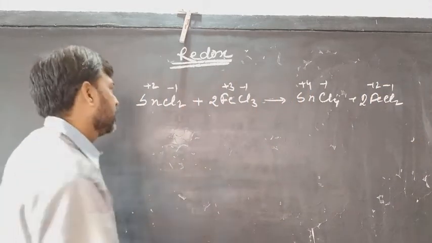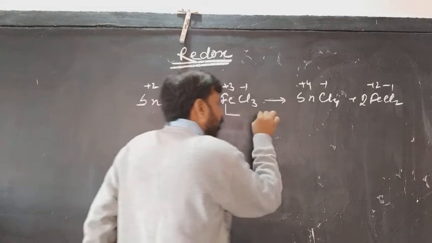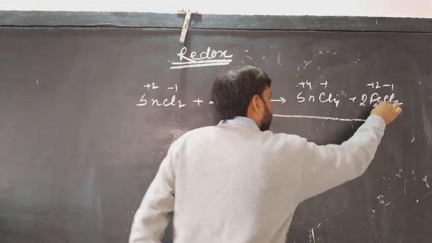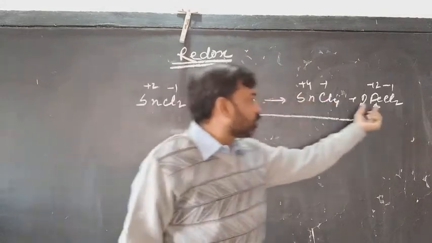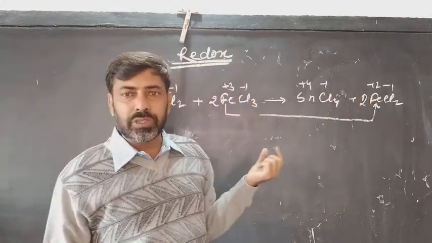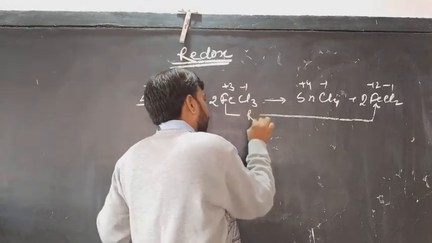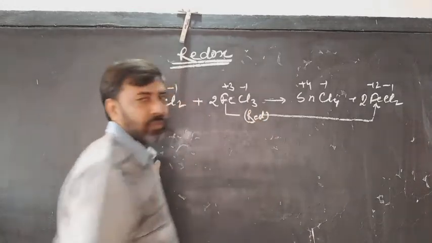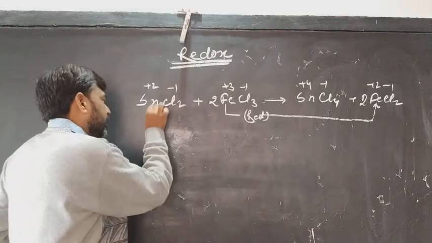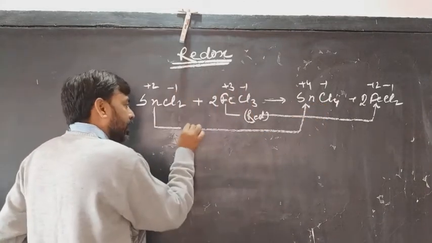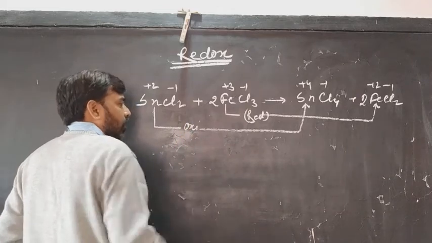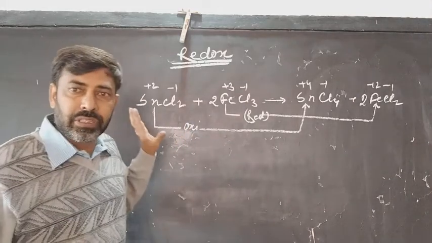Now see, iron is moving from +3 to +2. क्या हो रहा है? इंक्रीज इन ऑक्सीडेशन या डिक्रीज? +3 से +2 में जा रहा है, यानी डिक्रीज इन ऑक्सीडेशन नंबर हो रहा है, and that is called the reduction. Similarly, the stannum +2 to +4, that is the increase in oxidation number, and that is called the oxidation. So the reaction is redox.